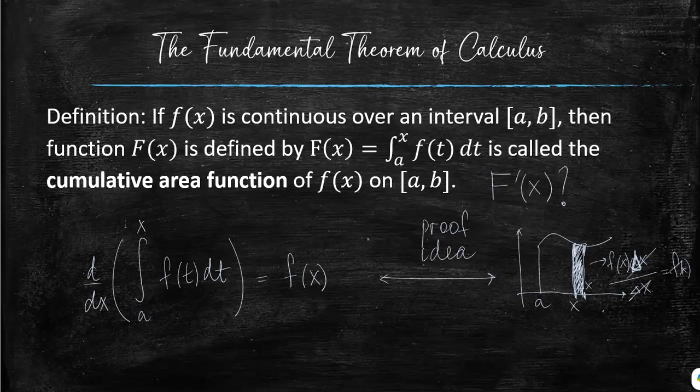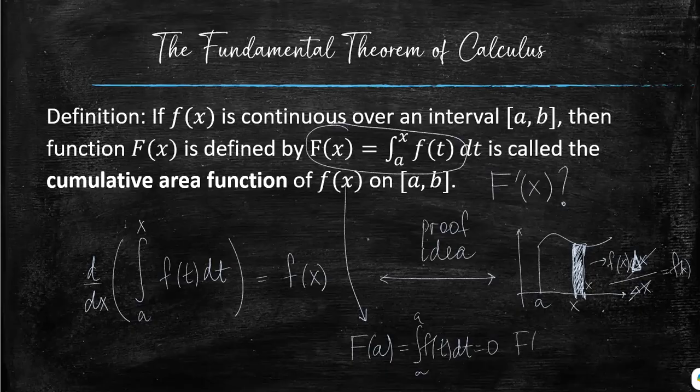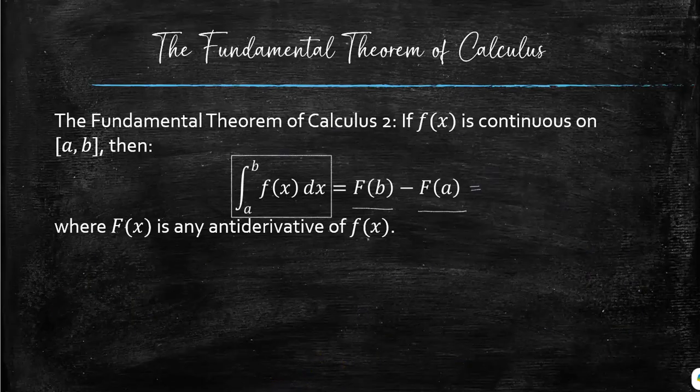When you pick the cumulative area function and evaluate it at a, we get the integral from a to a of f of t dt, which is 0. And when you evaluate this at b, we end up exactly with the integral from a to b of f of t dt. So when you take this back over here, you see how using the cumulative area function as an antiderivative, we end up with exactly this.